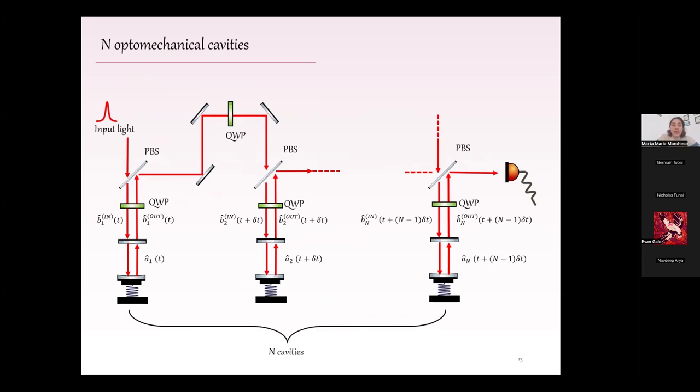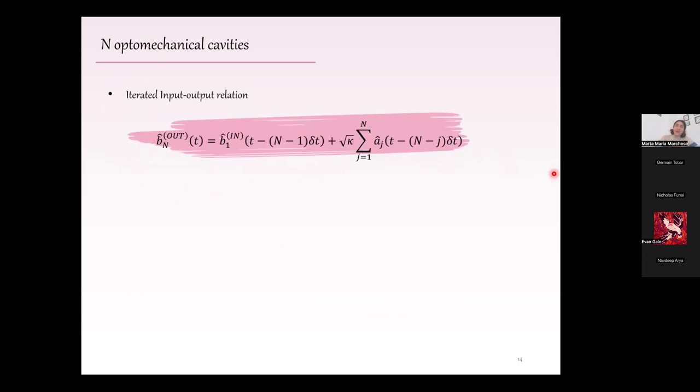Now we coupled n cavities all together. The light is injected in the first one. It will go through all the n cavities, and then finally it will be detected at the end of the last cavity. So the input-output relation iterated n times will give something similar, no? So it will give me the output field in terms of the input shifted at the right time. And then we will have contributions coming from all the cavity fields.